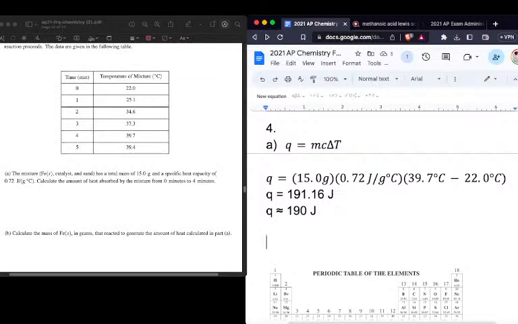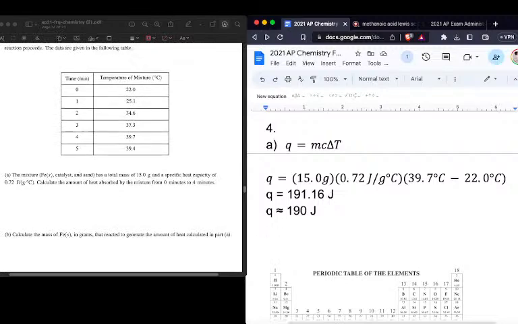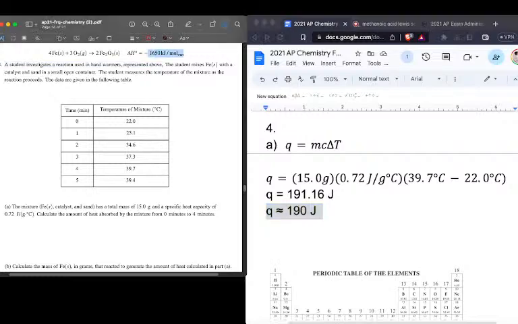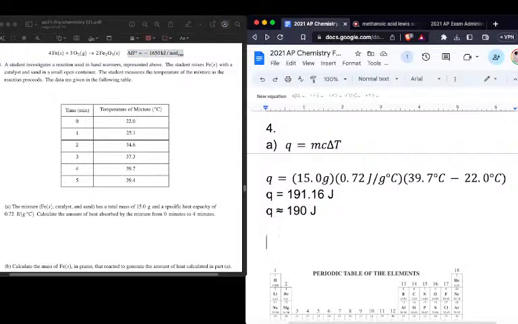Calculate the mass of iron in grams that reacted to generate that amount of heat. Huh. Okay, hold on. The 0.72 is the heat capacity of the iron and catalyst and sand. 15 grams is also iron and catalyst and sand. Oh, I see. They gave us an amount of heat, and we can figure out the number of moles of iron using the delta H that they gave us.